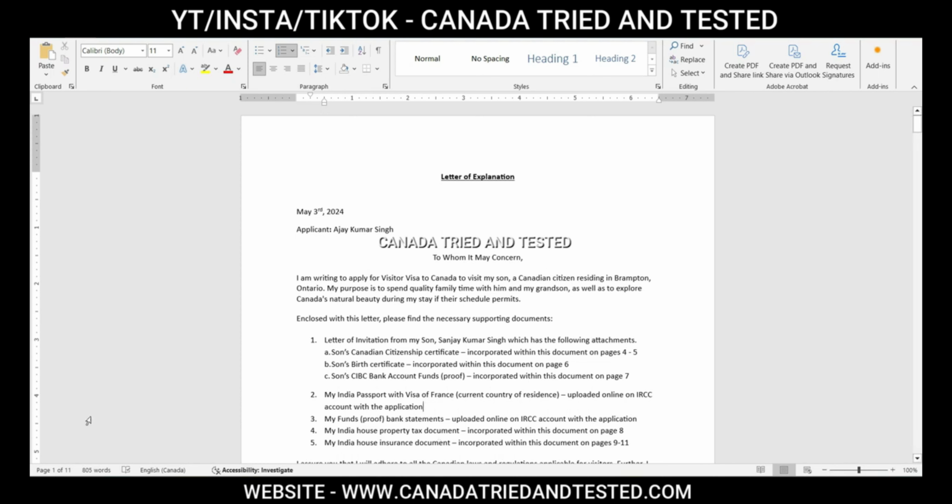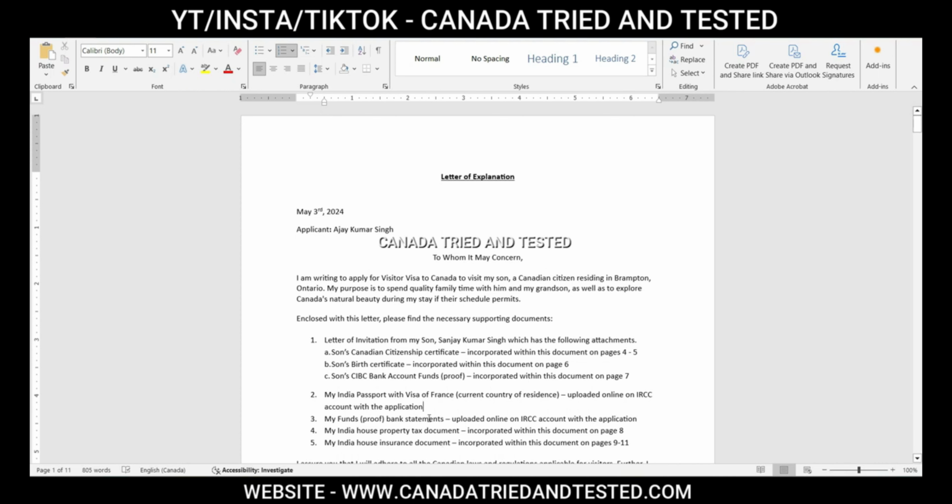Okay. So then my proof of fund bank statement. Again, this has been uploaded on the IRCC account. Then comes my India house property tax document. Here the house property tax gives an indication that there is some stability back in India and you have a shelter where you'll go back. Then my India house insurance document. Not everyone in India has house insurance. If you have, just attach that. So I'm saying India, but it could be for any country.